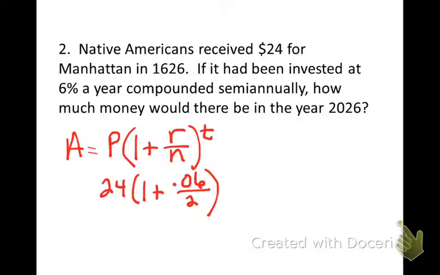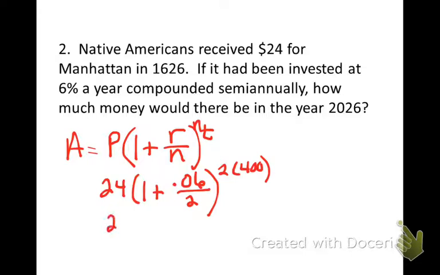How much money would there be in the year 2026? Oops, I forgot part of the formula on that last part. So this is supposed to be nt. In that case, it's going to be 2 times, and that would be 400 years, 2 times 400. And so then, again, it's just doing the calculator and taking all that and doing the math.